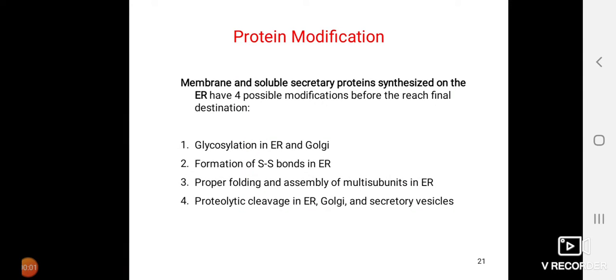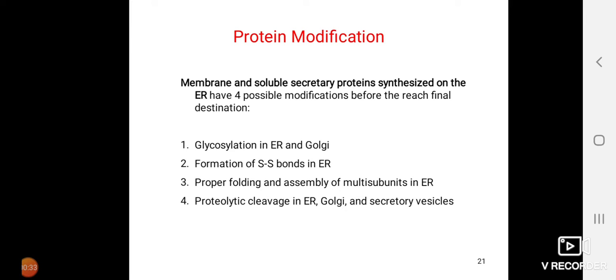Hello dear students. Today I'll be discussing protein modifications. Till now I have discussed how a membrane protein gets synthesized and inserted into the membrane through the co-translational insertion process. Now we'll see what different kinds of modifications or changes happen to this nascent polypeptide chain so that it can become a completely functional structure.